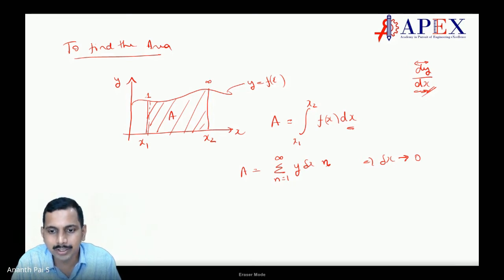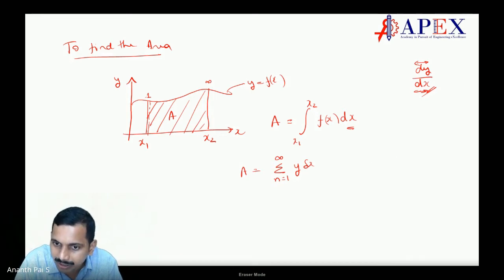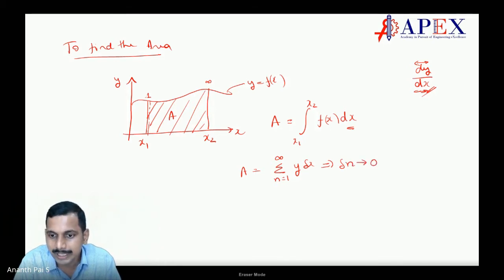Oh, sorry, that number is the area. That is what it means. Where delta x tends to 0, this is the meaning of integration. Sorry, delta x tending to 0, or n tending to infinity. That is what is meant by integration.